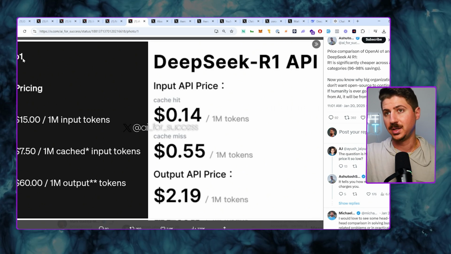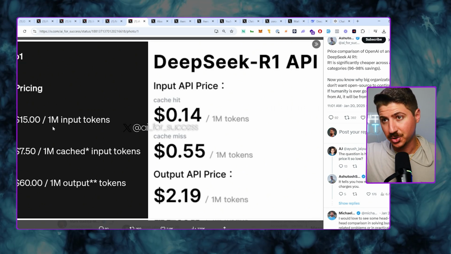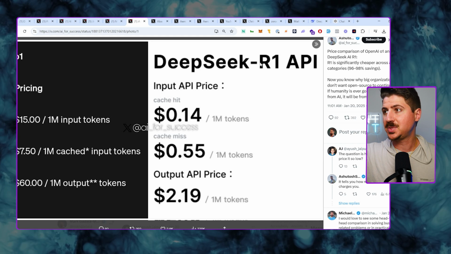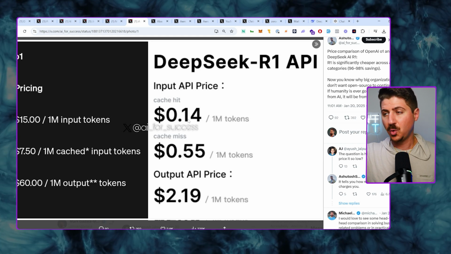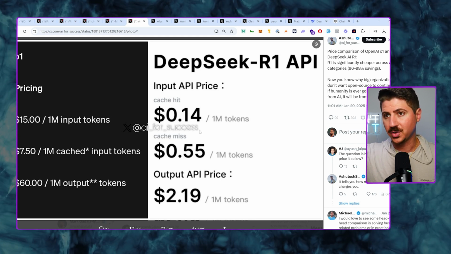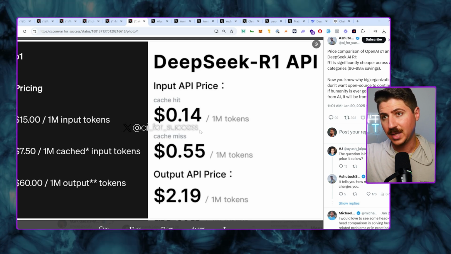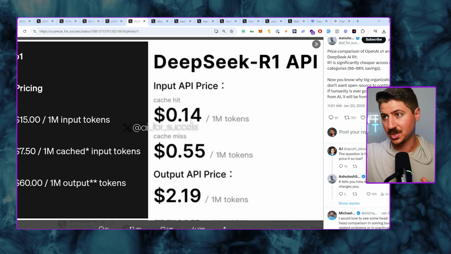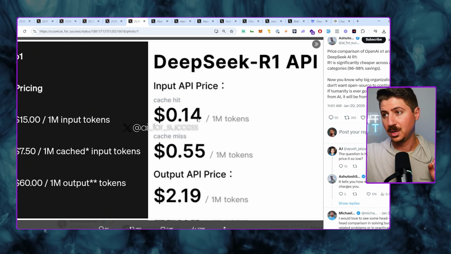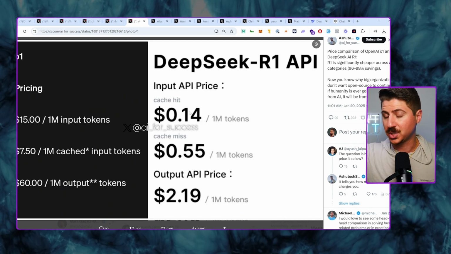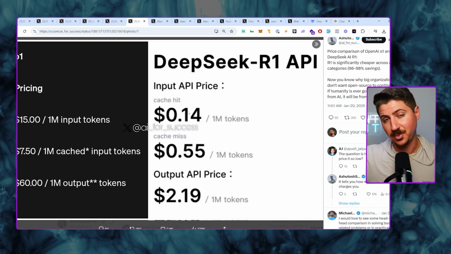So I told you I was going to show you how much cheaper this is. For comparison, o1 right now is $15 per 1 million input tokens. DeepSeek R1 API is $0.14 per 1 million tokens. So that makes it, if my math is correct here, 100 times cheaper than o1. Actually, a little bit more than 100 times cheaper, because 100 times would be 0.14. I'm sorry, 0.15, not 0.14. So it's less than 100 times cheaper than o1.